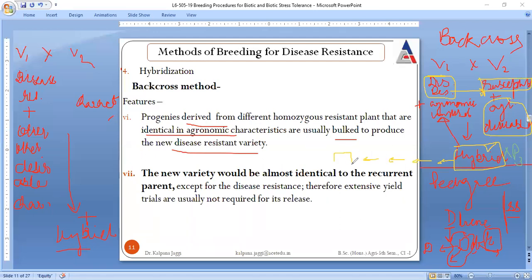and when we are going to have a progeny, then it is very important to know that this progeny is similar to the recurrent parent. It will be similar to the recurrent parent. And what is the recurrent parent?